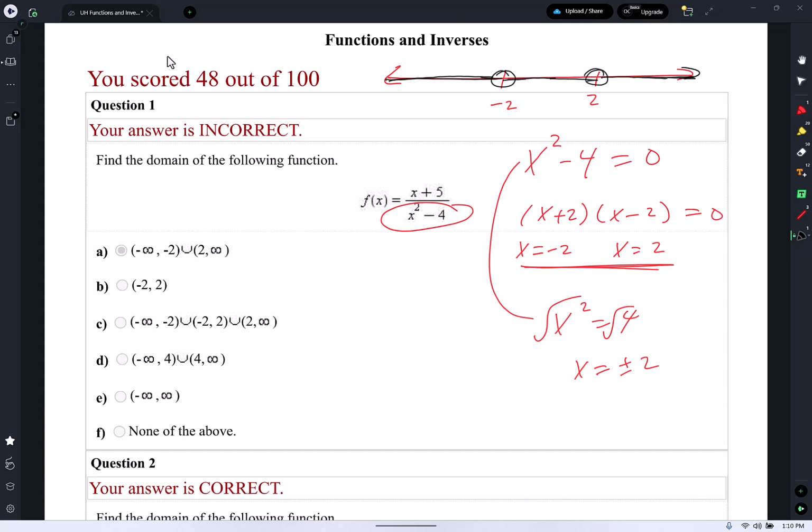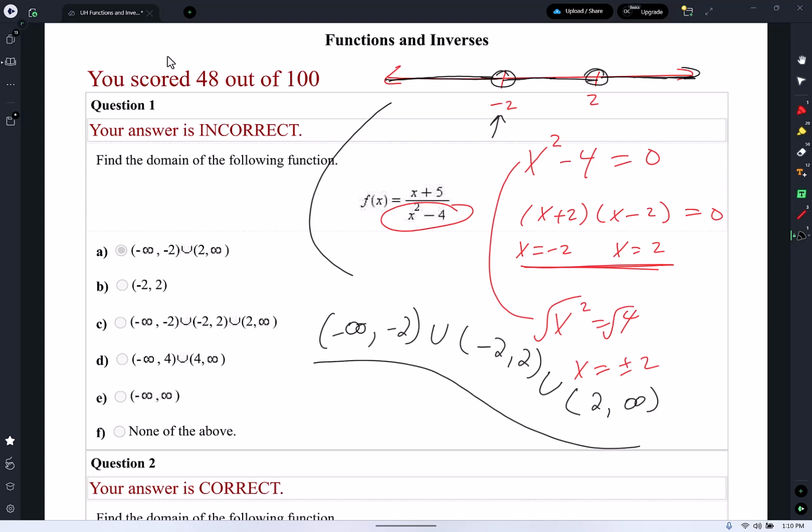So how do I do it in interval notation? From negative infinity all the way until I hit negative 2, but not including negative 2, so that's why we put a parenthesis. Does that make sense? And then union from negative 2 all the way until you hit 2, and then union again, from 2 all the way to infinity. I'm sorry that I'm bending down right here. So I look for that answer, and I believe it's letter C. Did that make sense, guys?